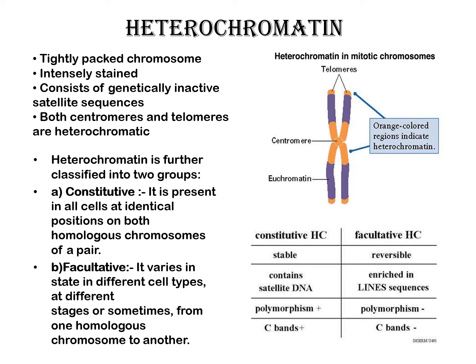Constitutive is constant and it is present in both homologous chromosomes of the pair, while the facultative heterochromatin varies in different cell types at different stages, and sometimes it is found on one homologous chromosome and not the other.